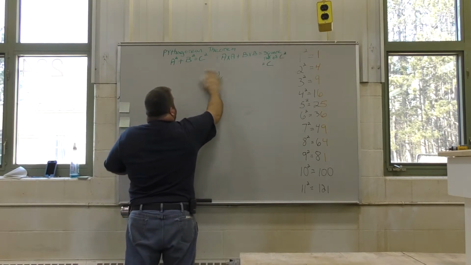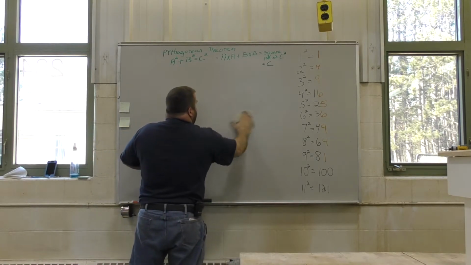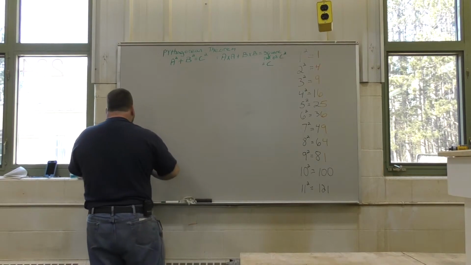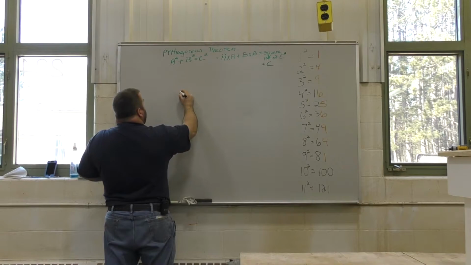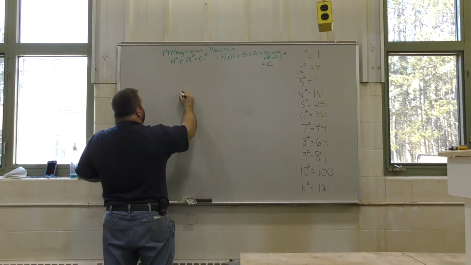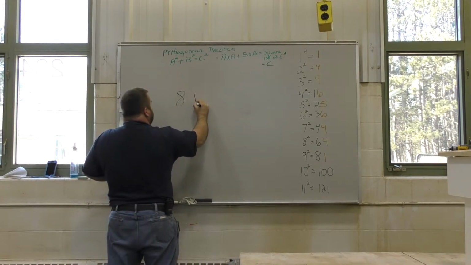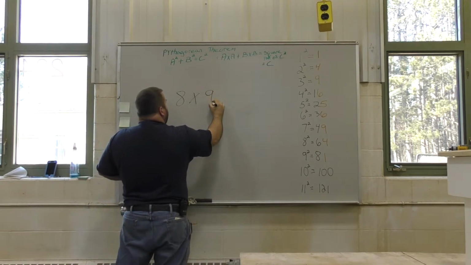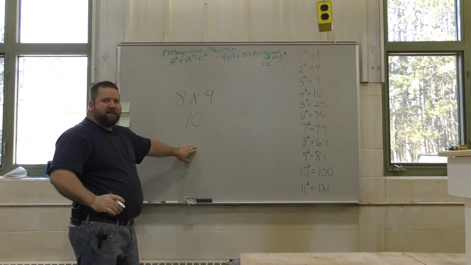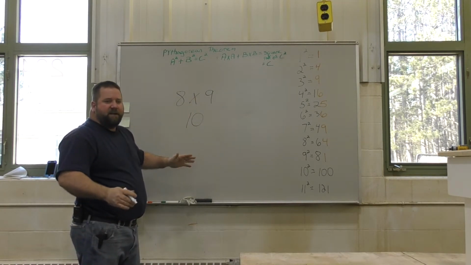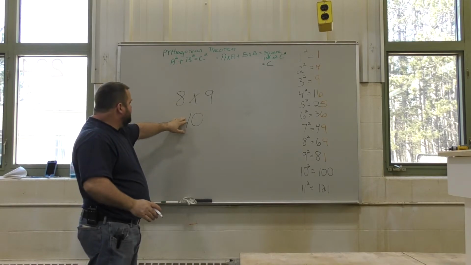I'll do one more in the tens here. What if we did, and these are easy numbers, you know, they're simple. But let's just do a simple number, something a little different. Times it by 10. You don't know what 8 times 9 is? Okay, let's figure out what it is.